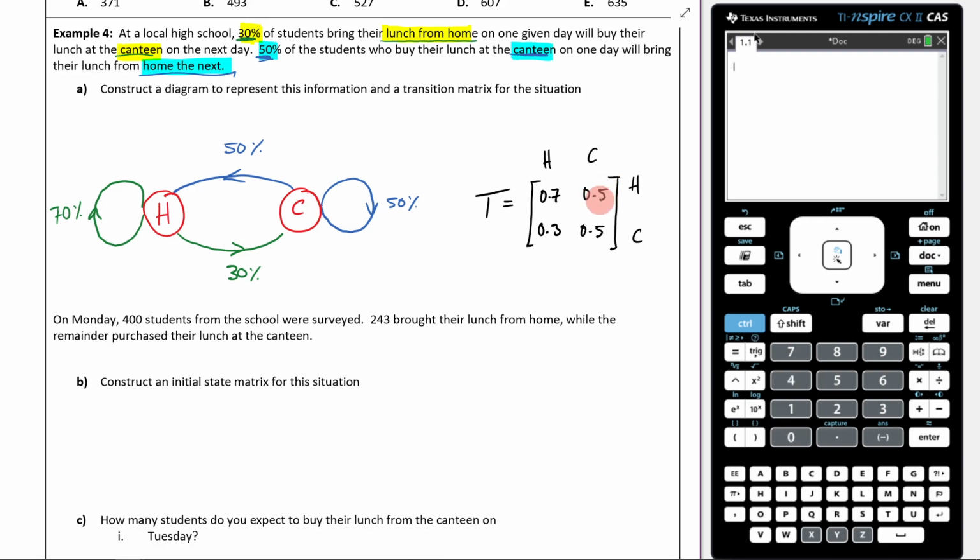So just like that, we have created a diagram which represents this information, and we've also created a transition matrix for it as well. And make sure that when you create your transition matrix, the columns should add to 1, and they have here, which is an indication that I've done it correctly.